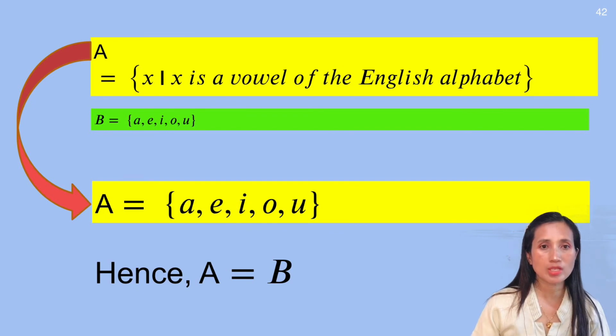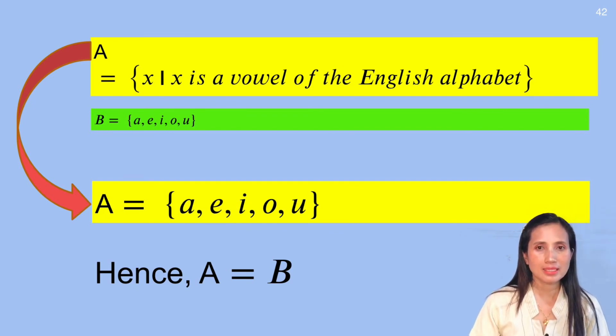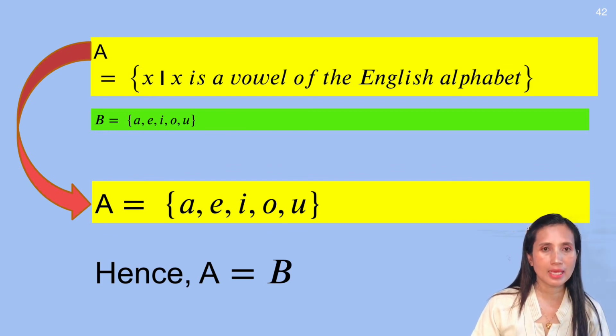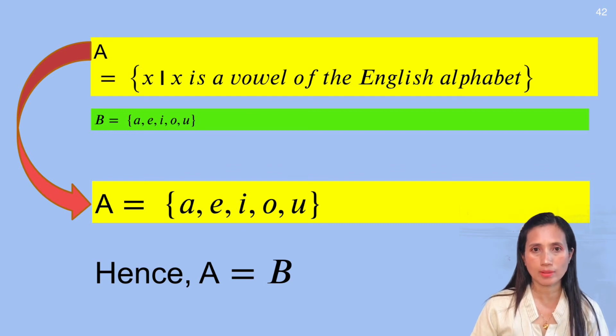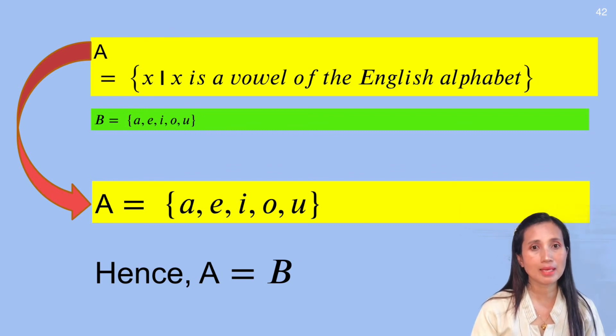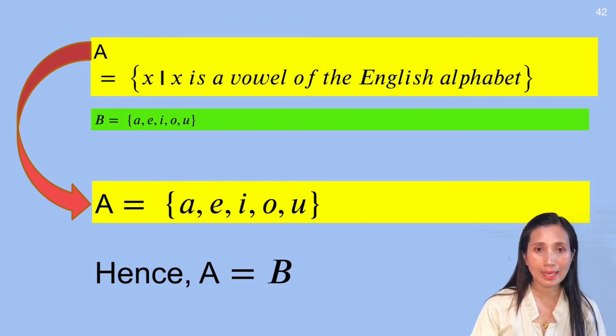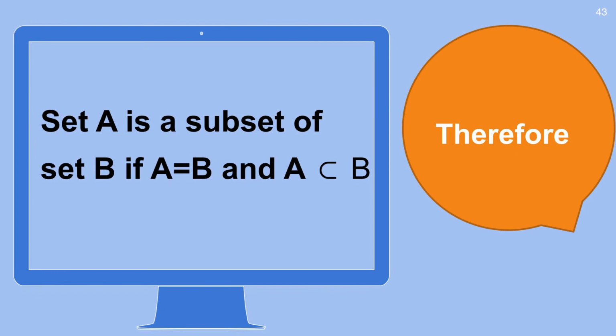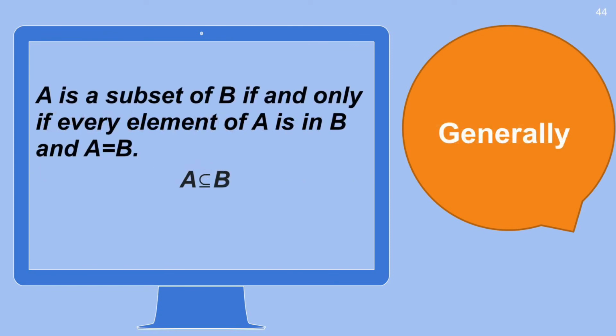Let us proceed to our next situation. If set A is the set of all x, such that x is a vowel of the English alphabet, then the elements are A, E, I, O, and U. Here comes set B, written in roster method, and its elements are the same as our set A, which has the elements A, E, I, O, and U. Hence, set A is equal to set B. Therefore, set A is a subset of set B. Generally, A is a subset of B if and only if every element of A is in B. So we have A is a subset of B.